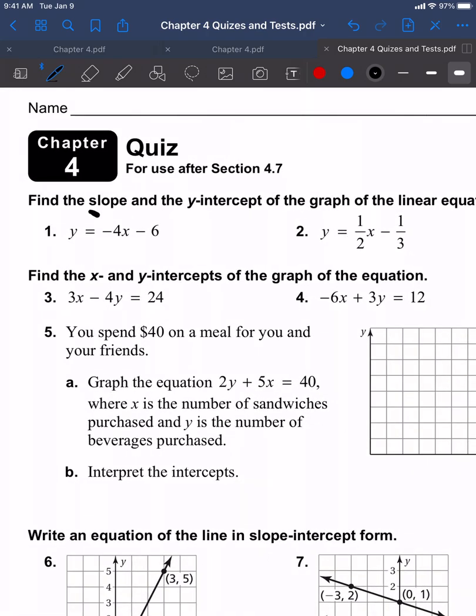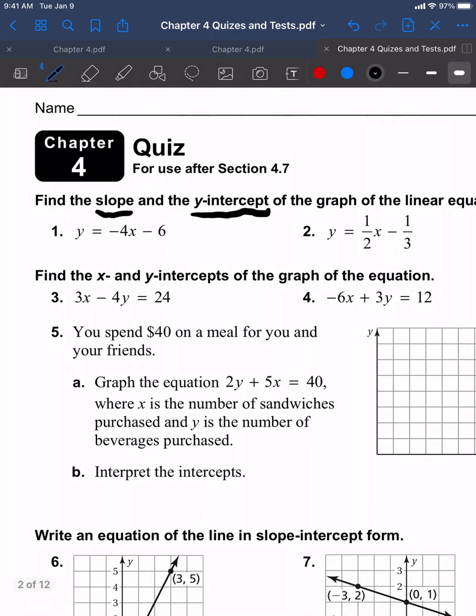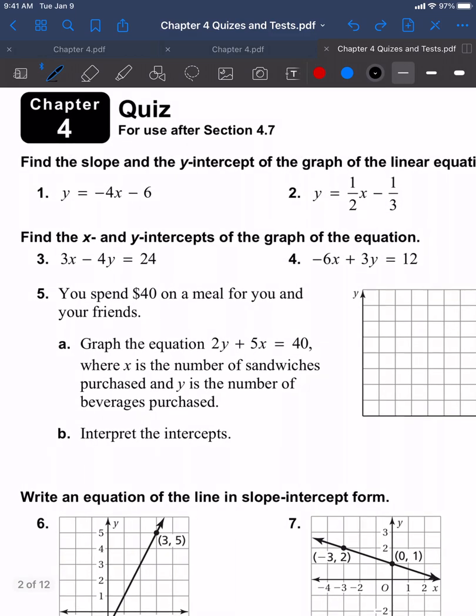Find the slope and the y-intercept of the graph of the linear equation. So they're just saying, look at these equations. What is the slope? What is the y-intercept? I am not going to do these two with you because I feel like you guys can do that very easily. Do we agree? Okay. Let's go on then. 3 and 4.